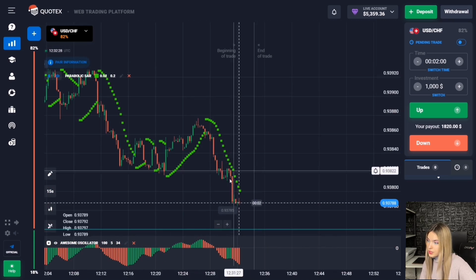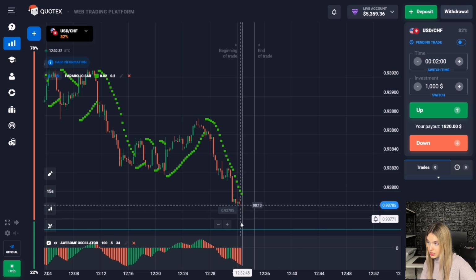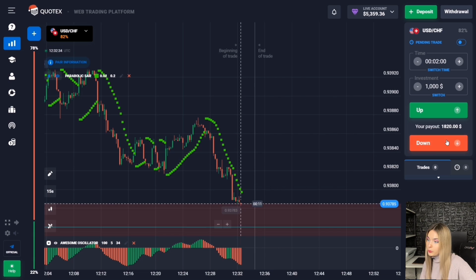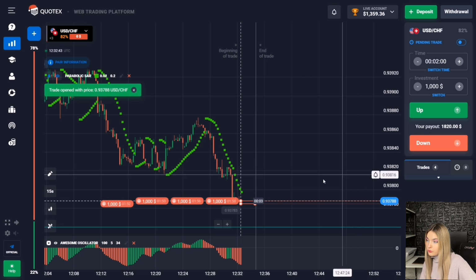Here we also see that there is a good confident downward movement and there is still space to reach the support level. Here I'll open a deal for 2 minutes to go down. I think that in the near future the price will continue to move towards this level because the price has a good potential for going down.